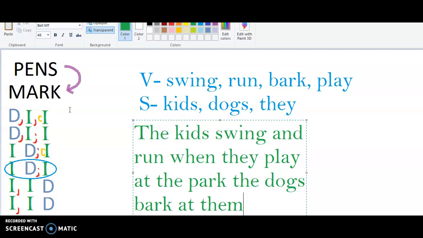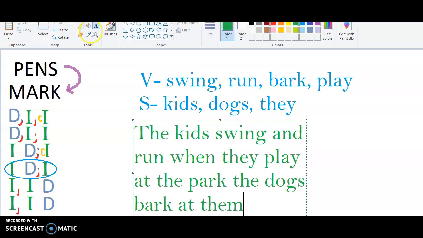The next one is check for prepositional phrases. So that would be to show a place or a time. An example would be behind the couch or under the chair. In my sentence, it would be at the park. So I'm going to underline that.